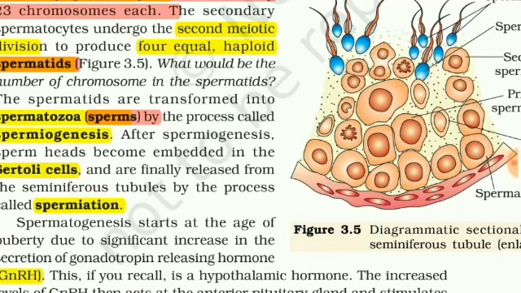A spermatid after development develops into spermatozoon. A spermatozoon is known as a sperm. So after these mitosis and meiosis divisions, sperms are developed inside the seminiferous tubules. This drawing is an expanded view of part of the seminiferous tubules.